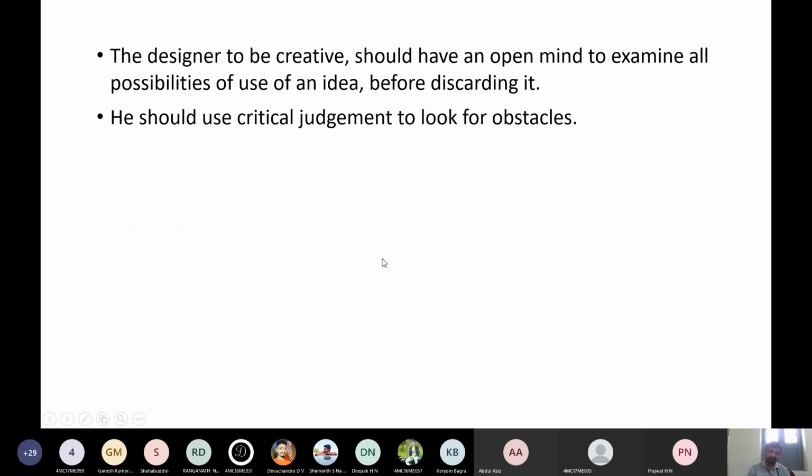The designer, to be creative, should have an open mind to examine all possibilities of use of an idea before discarding it. You should use critical judgment to look for obstacles. This is in the next phase. A designer to be creative should have an open mind to examine all possibilities of use of an idea before discarding it.